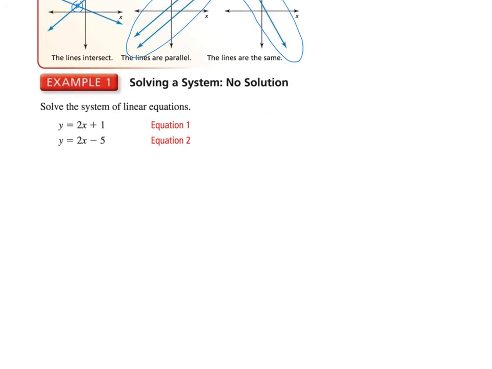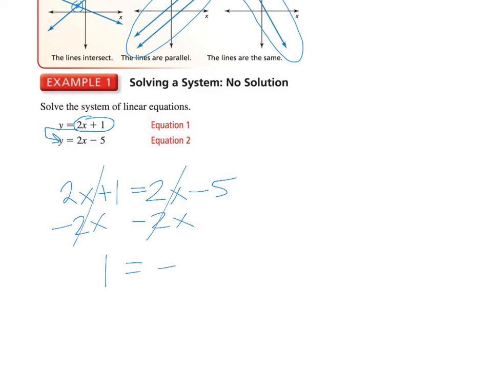All right, so example 1, solve the system of linear equations. You have all these different methods. We could graph, we could use substitution, we could use elimination. I'm going to use substitution in this case, since I already have y isolated. I'll plug the 2x plus 1 into y in the other equation. So I have 2x plus 1 equals 2x minus 5. Then I'll subtract 2x, it cancels out, and I get 1 equals negative 5.